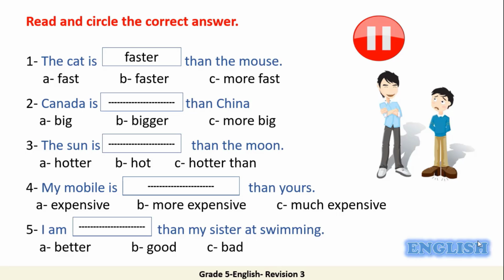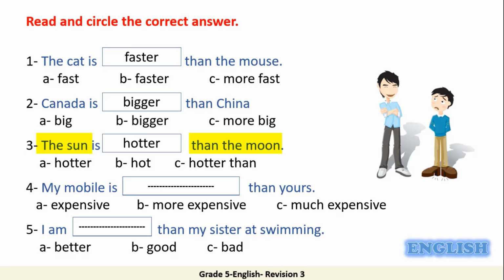Let's see the answers. Number 2. Canada is bigger than China. Number 3. The sun is hotter than the moon. Number 4. My mobile is more expensive than yours. Number 5. I am better than my sister at swimming. Well done.